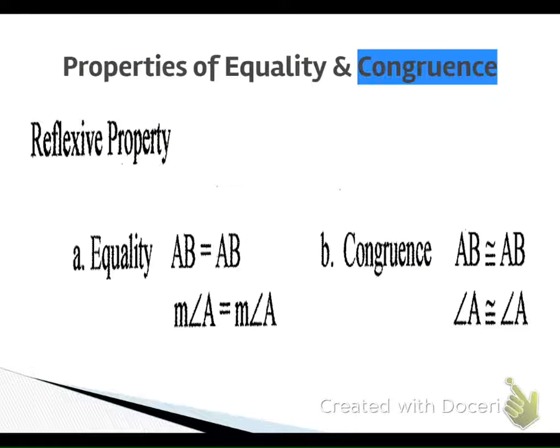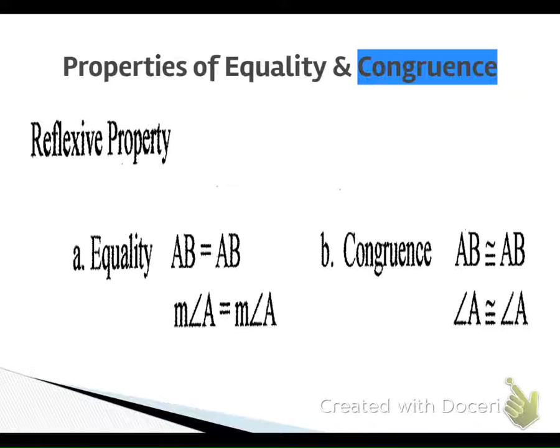So for the first one on your sheet, it says reflexive property, and then it says A and B. Underneath A, you're writing this one. Underneath B, you're writing this one. So the reflexive property of equality is AB equals AB. You can also see that the measure of angle A equals the measure of angle B. The reflexive property of congruence is AB is congruent to AB, or angle A is congruent to angle B. Notice when we're talking about equality with angles, we keep that measure out front, m of our angle A. And over here, when we're talking about congruence, we drop the measure.